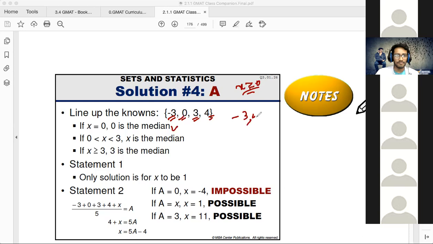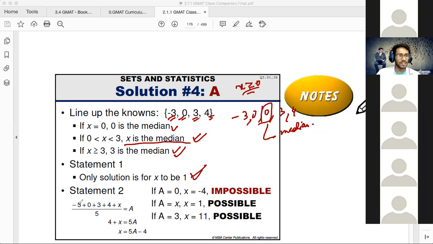Then in that case, I'll write it like this. So my median will be 0, right? If x is between 0 and 3, x is the median. Any value you take, 0, 1, 2, 3, of course the median will come to this only because it lies in the middle. This is also correct. If x is greater than or equal to 3, 3 is the median. Okay, now the only solution is x equals 1, right?